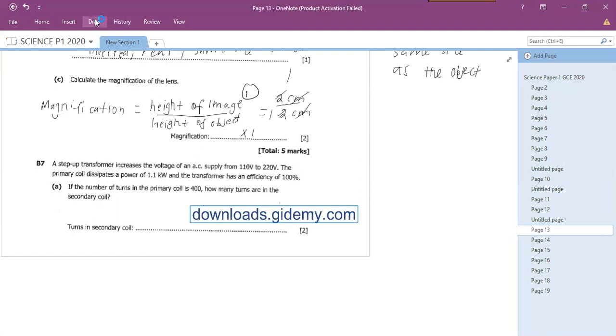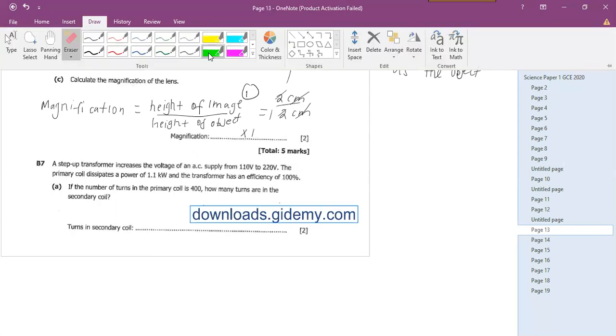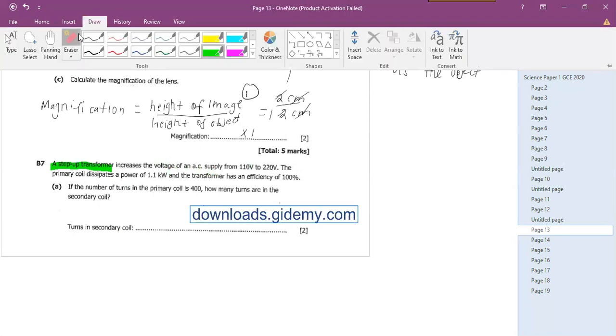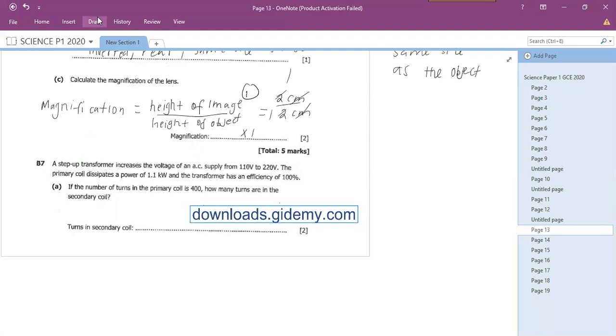Okay, so let's first read this intimidating question, then I'll make it very easy for you to understand. So we have a step-up transformer, increases its voltage. So let me just read it passively before I highlight it and I explain a few things. So I've got a step-up transformer, and it increases the voltage of an AC supply from 110 volts to 220 volts. The primary coil dissipates a power of 101 kilowatts.